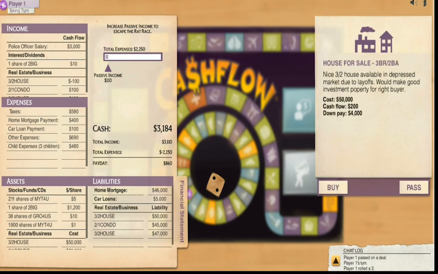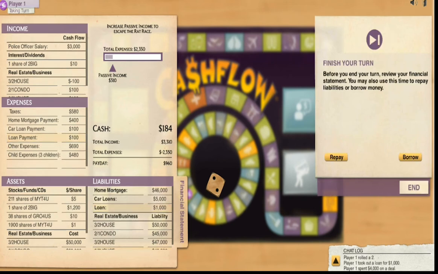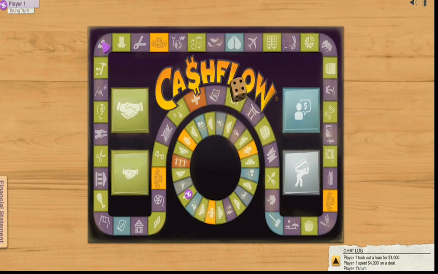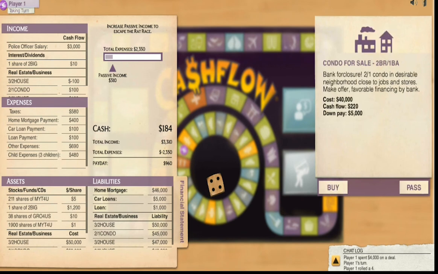I think it's a good deal, because I will borrow from the bank, not much cash, just 1,000, and I will pay for the loan monthly 100, and the cash flow was 200, so the difference is more for me. I will make profit 100 between 200 and 100 loan. I don't have enough money at all.